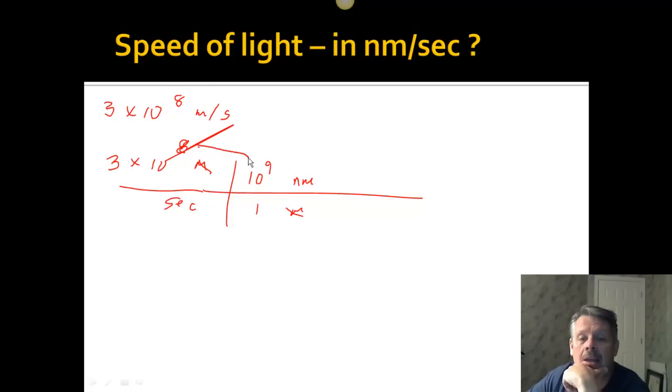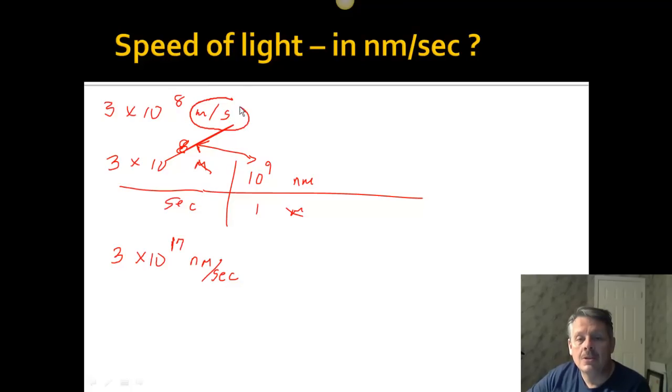And I have the 8 and I have the 9, and I have to add those together. So I get 3 times 10 to the 17th nanometers per second is the speed of light. Okay? Well, that's going to help me whenever I'm working in nanometers. So if my problem is given to me in meters, I can use 3 times 10 to the 8th meters per second. If my problem is given to me in nanometers, I can use 3 times 10 to the 17th nanometers per second. Okay?